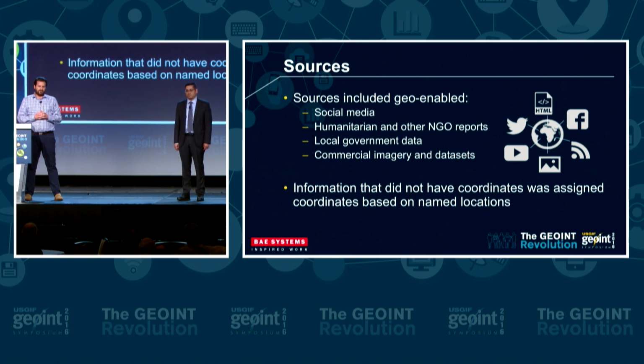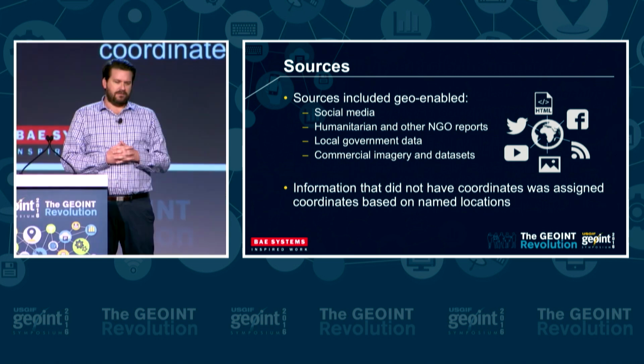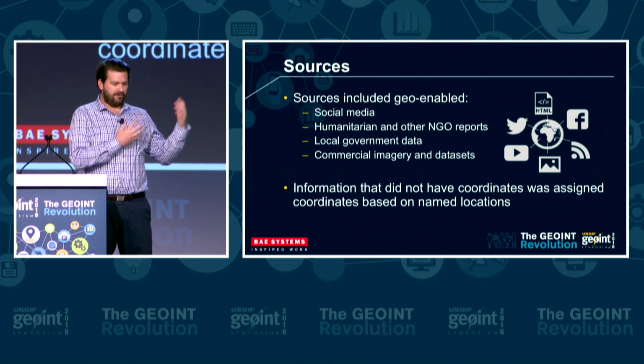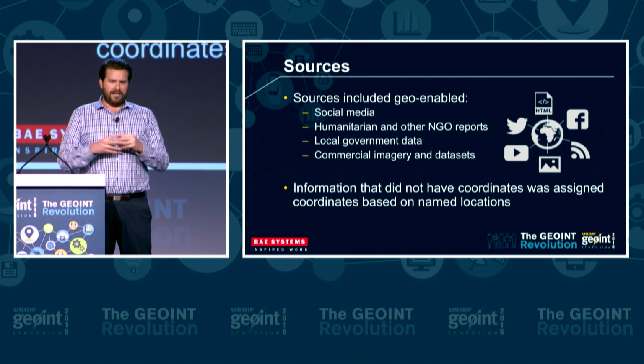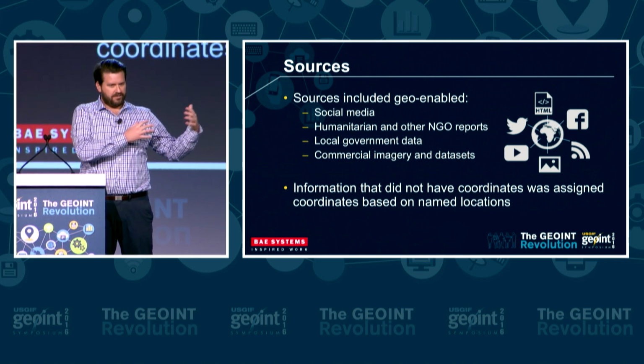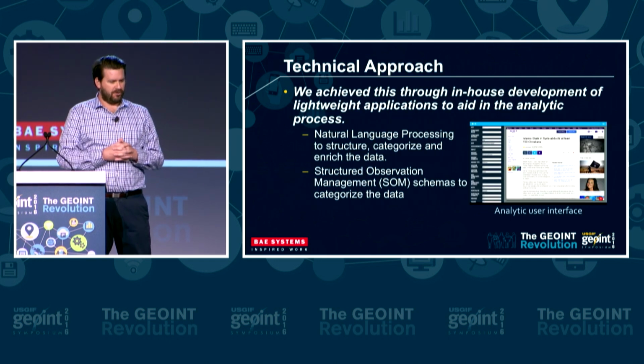So again, some of the sources that we're talking about you've all heard about before: Facebook, Twitter, Instagram. For this case, the Syrian refugee crisis, of course, the humanitarian data played a huge role. We used local government data, which is biased in some cases, but still tremendously valuable, whether you're talking about the Syrian regime or the Iraqi regime across the border.